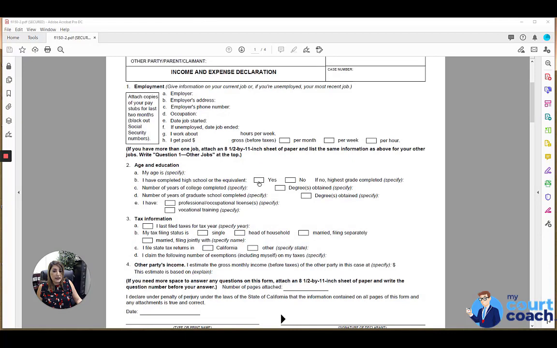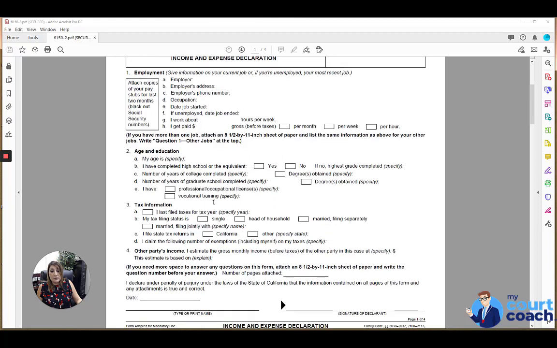Field 2, you're going to write in your age. Mark whether you have completed high school or the equivalent. If you have not completed high school, mark the highest grade that you've completed. If you have completed college, list how many years of college you've completed and what degrees you've earned. Same with graduate school. If you've completed any graduate school, list the number of years and what degree you've obtained, if any. If you have any professional or occupational licenses or vocational training, mark the appropriate box and specify what those licenses or training are.